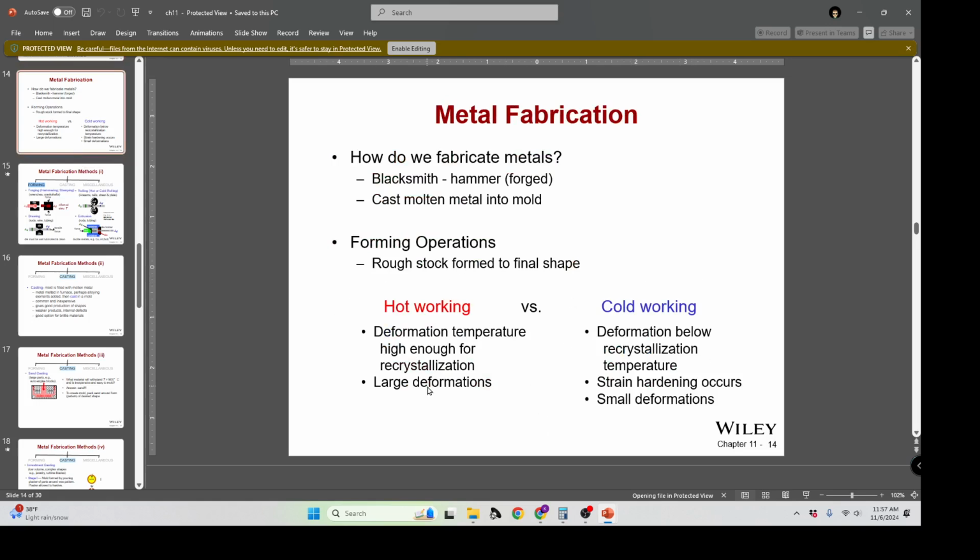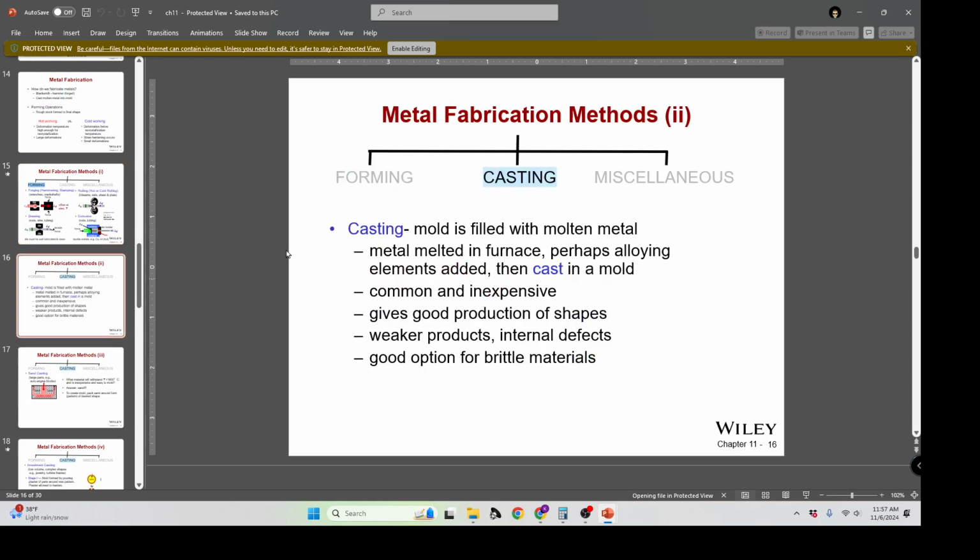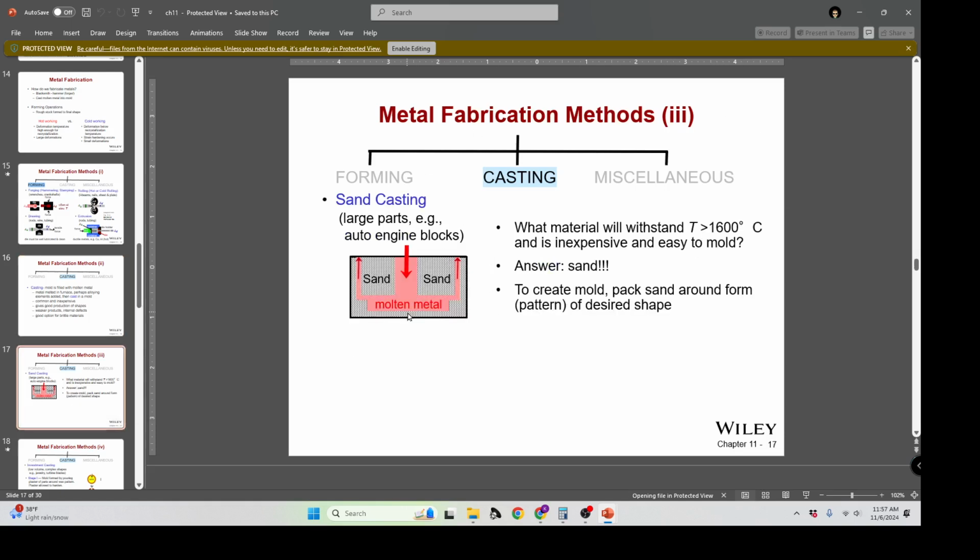Hot working versus cold working, we spent a bunch of time thinking about, especially in terms of forming. So dies and forging, drawing, extrusion, rolling, both hot and cold. We've seen examples of all those. Casting, we've seen several examples of those now, where you fill the mold with a molten metal. The mold is made of compacted sand. So sand casting is the most common because of its low expense. Makes sense.